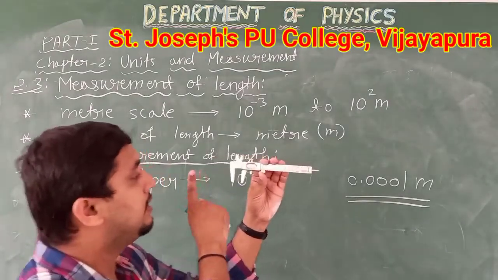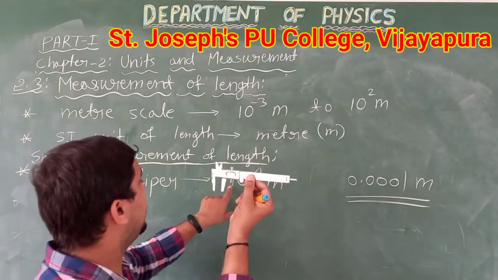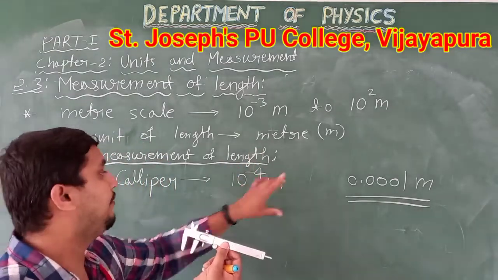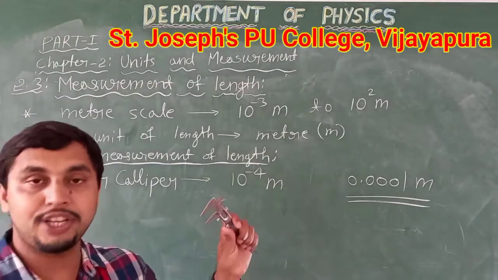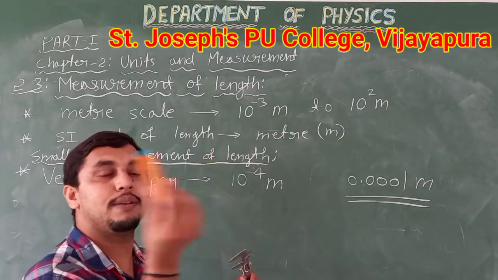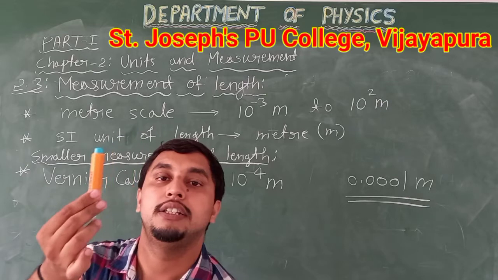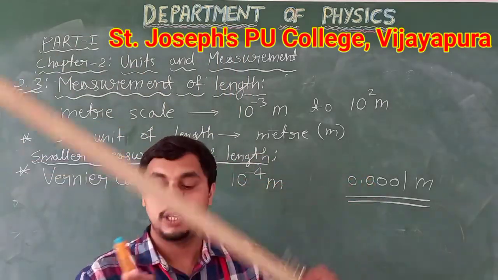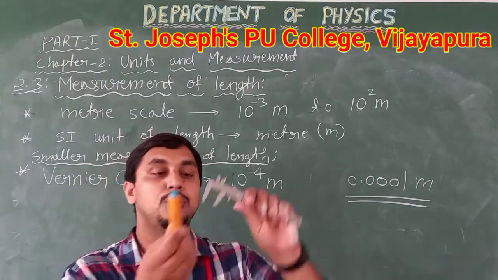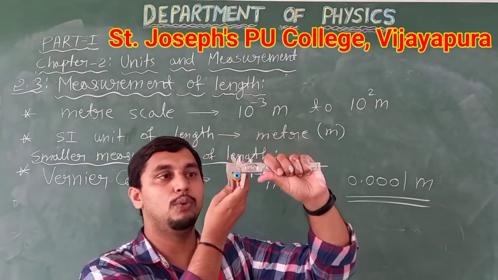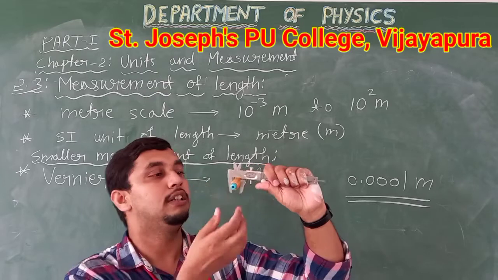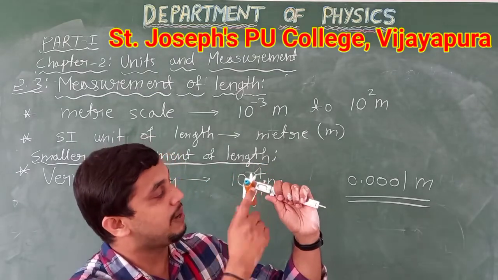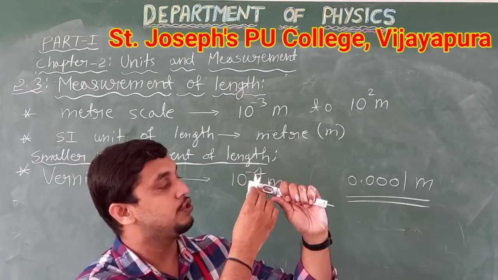So by using this device, we'll measure lengths of the order of 10 to the power of minus 4 meter. Usually, how to measure this? For example, it is impossible to measure the diameter of this chalk holder with the scale. So for that purpose, I am using this vernier caliper. Now, based on some calculation and formula, I can easily measure the diameter of this chalk holder.